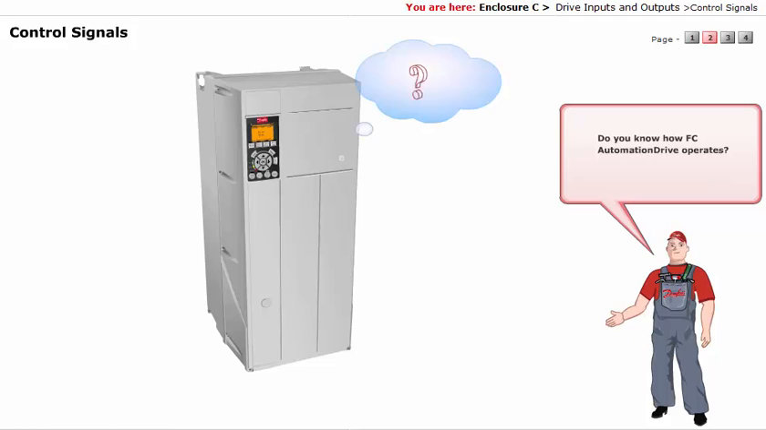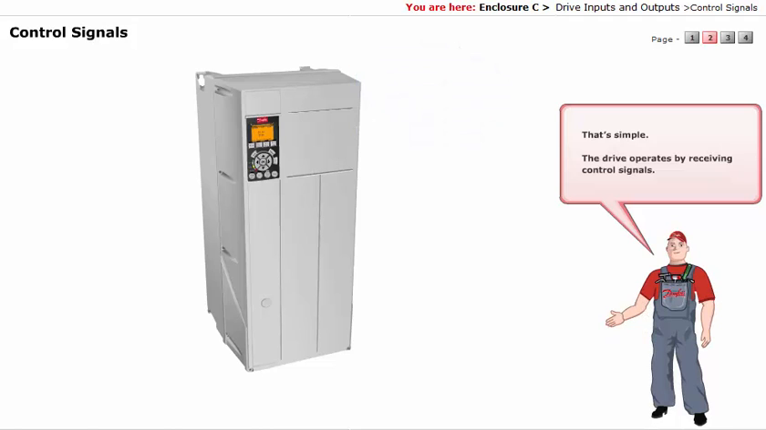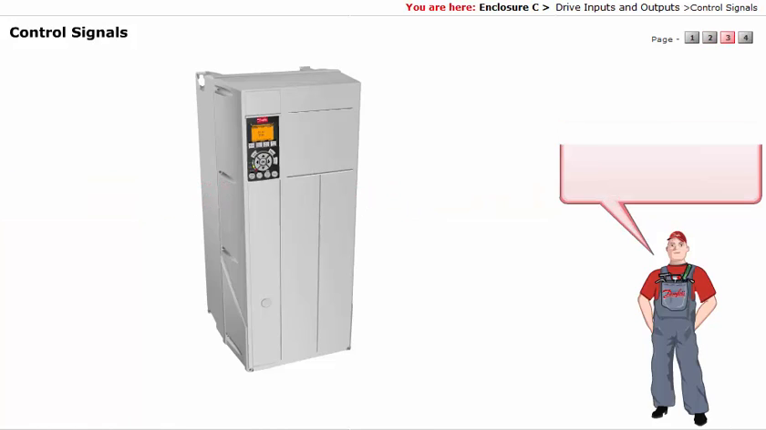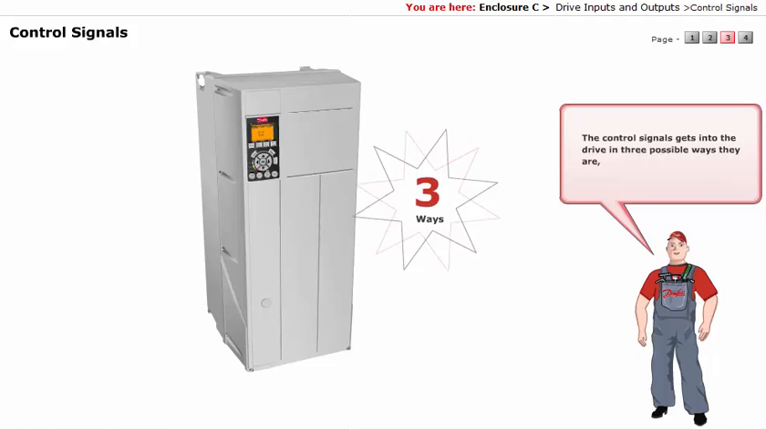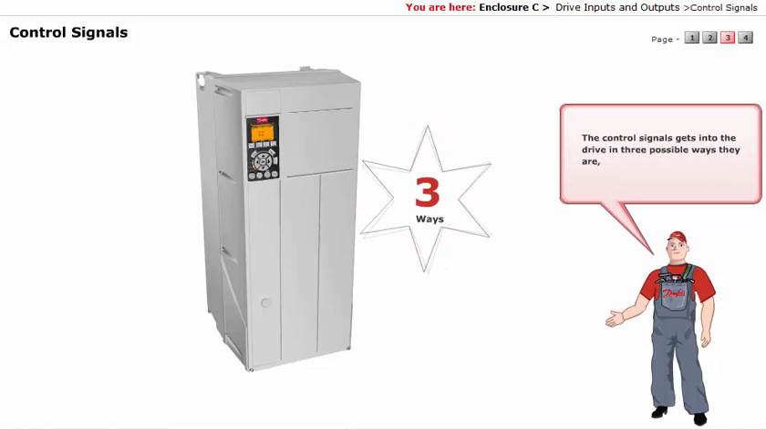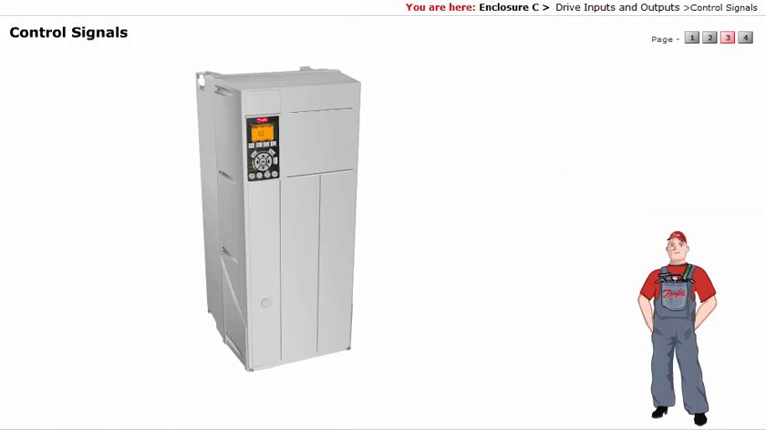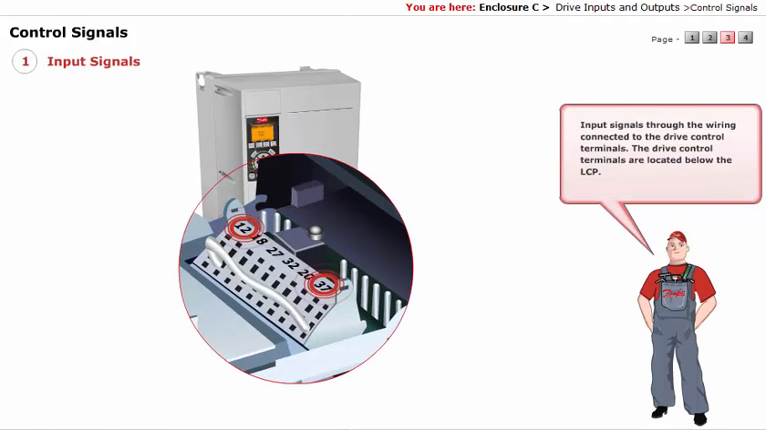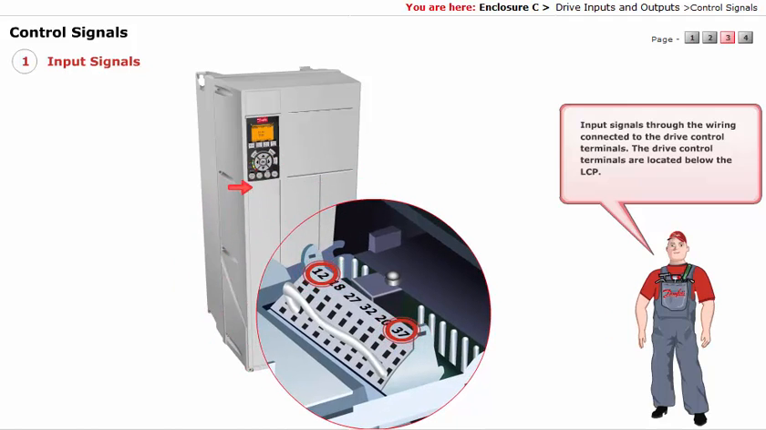Do you know how the FC automation drive operates? That's simple. The drive operates by receiving control signals. The control signals get into the drive in three possible ways. They are: 1. Input signals through the wiring connected to the drive control terminals. The drive control terminals are located below the LCP.